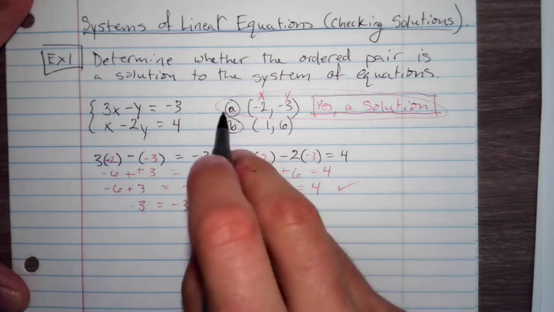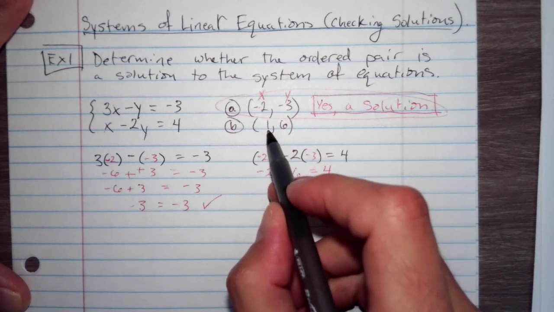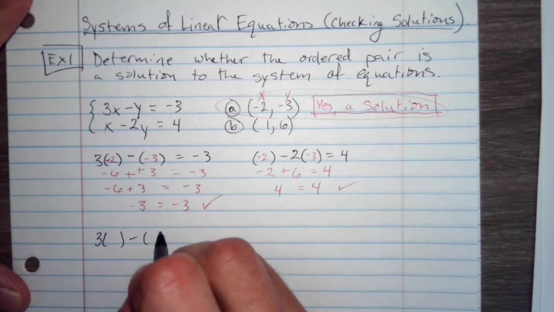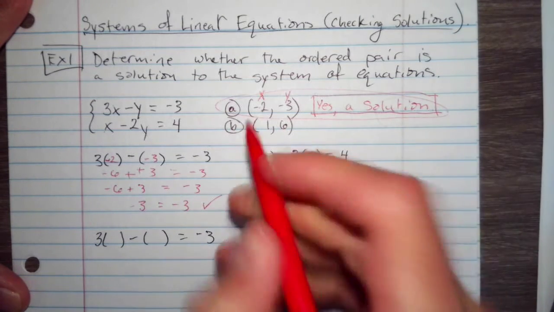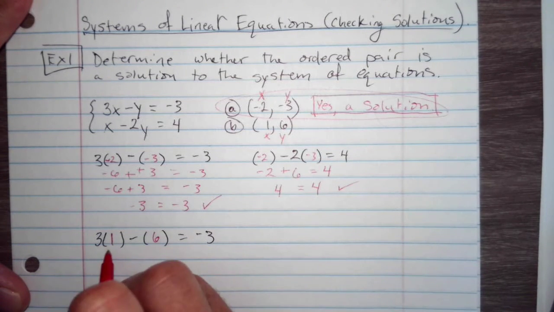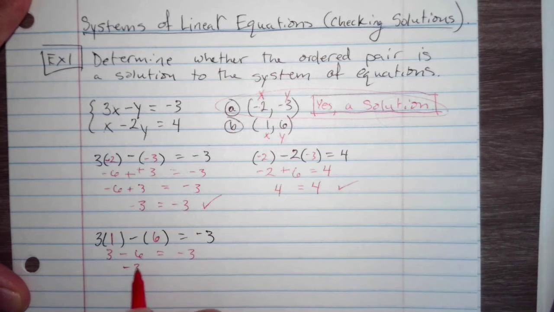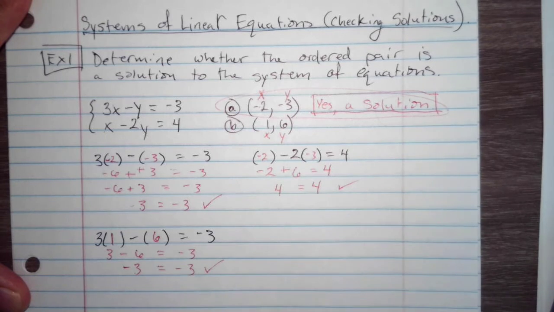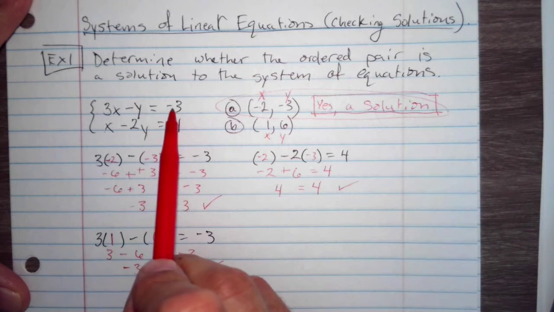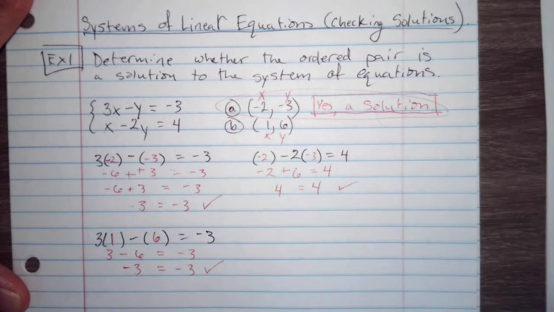So part A is done. What about part B? I'm just going to do the exact same thing. The first equation, 3 blank minus blank equals negative 3. Then I'll plug in my x and my y, so 1 there, 6 there. 3 minus 6 equals negative 3. Well, 3 minus 6 is negative 3, so that does work out. But that just means this ordered pair lies somewhere on this line. It doesn't say that it lies on this line also. So let's check that part and see what happens.